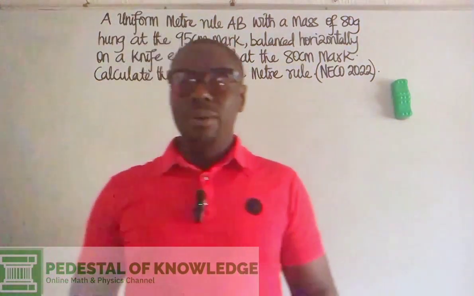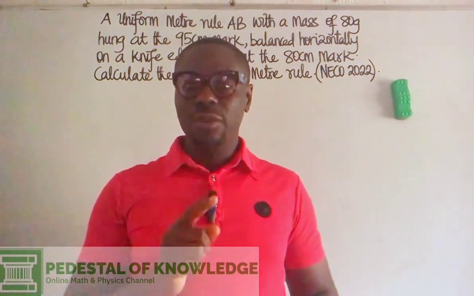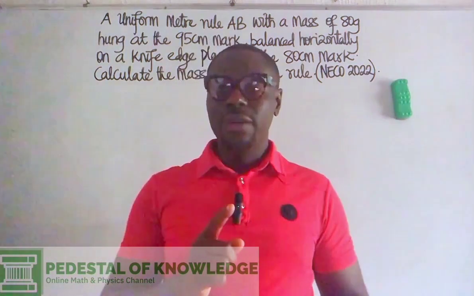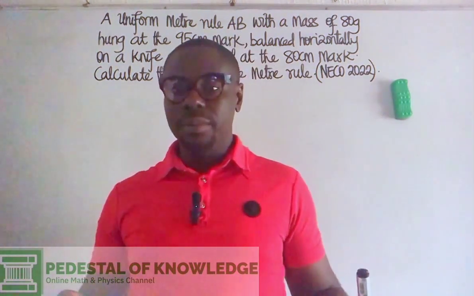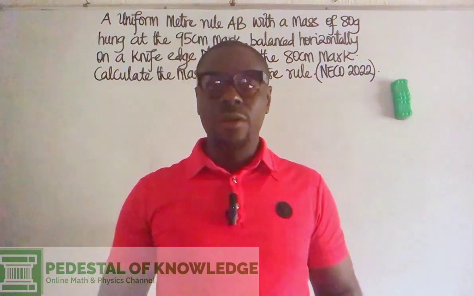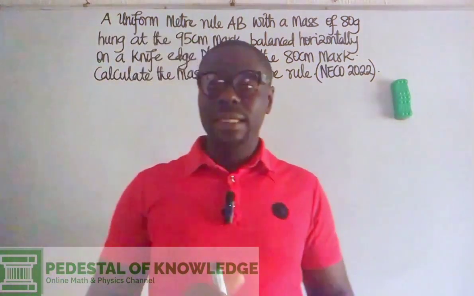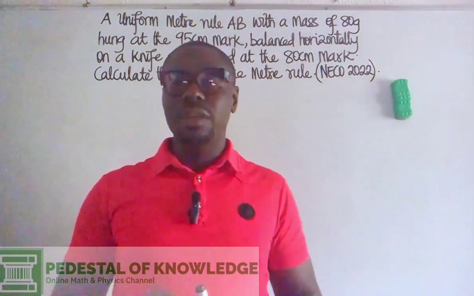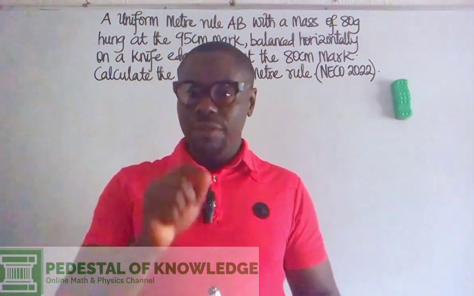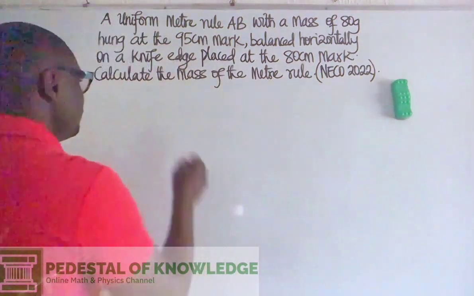All right. Now, in attempting to solve this problem, it is imperative to understand that a meter rule has a length of 100 cm, and 100 cm is equivalent to 1 meter. Since the meter rule is uniform, it implies that the center of gravity of the meter rule is at the 50 cm mark. Now, let us have a sketch of the problem.